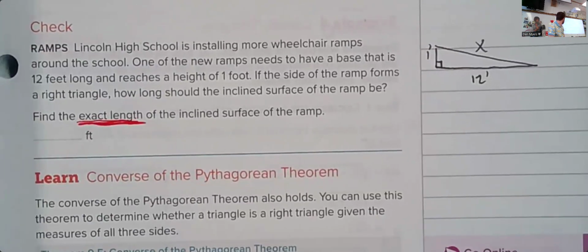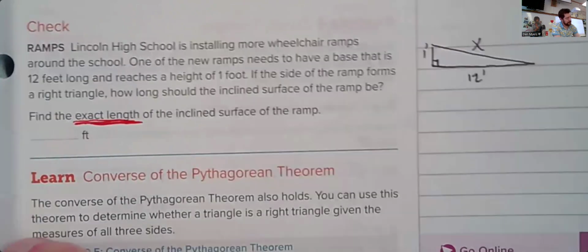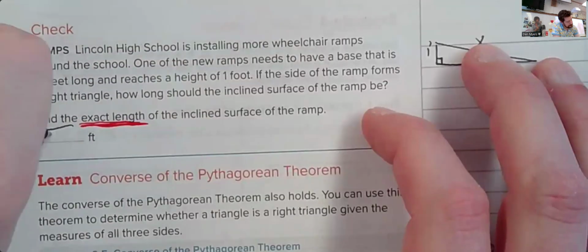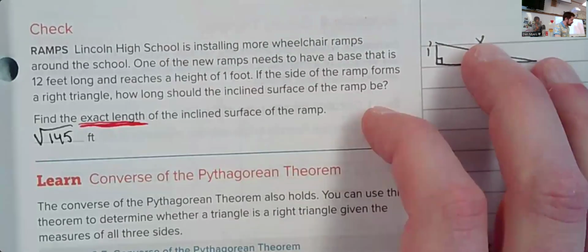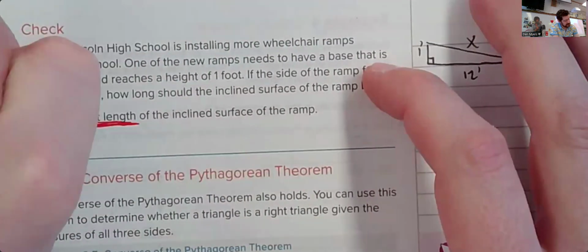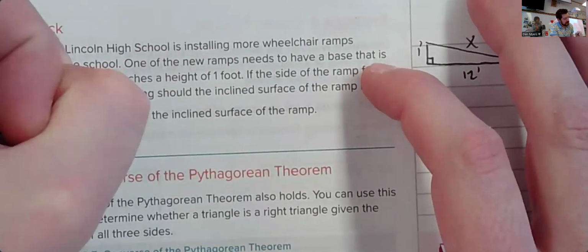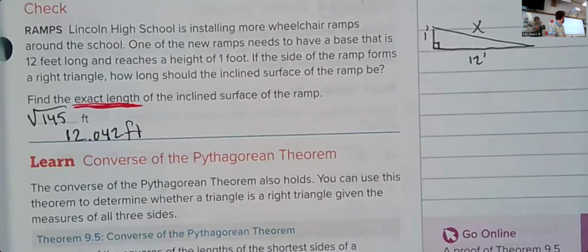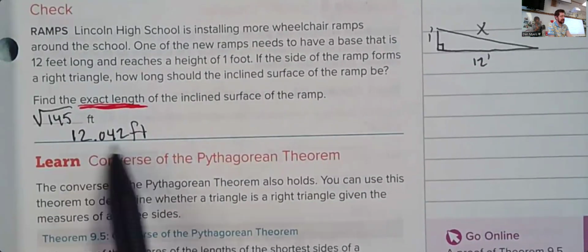Better know what it is? What's that? It's definitely more than 5. Yeah, it's the square root of 145. Which basically is, let's say, 12.042 feet. That's not exact, but it's never a bad idea just to translate it, just so you have an understanding of what's going on.